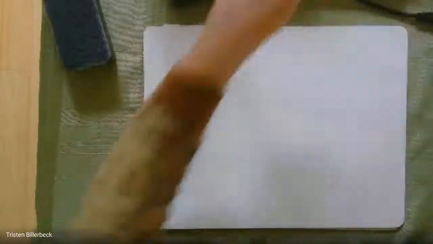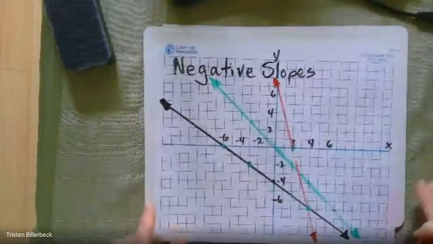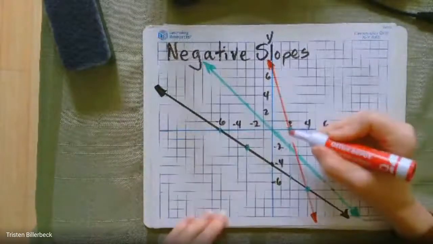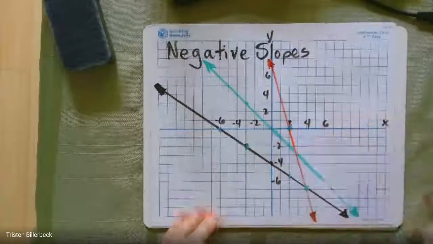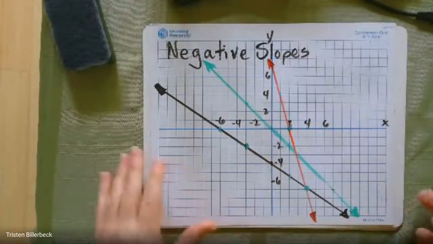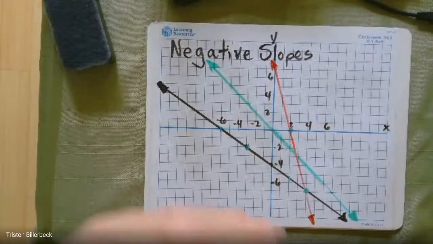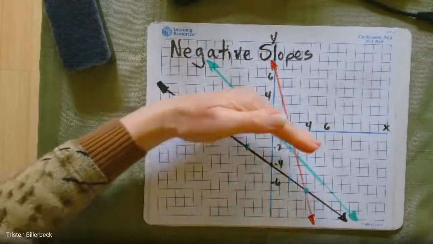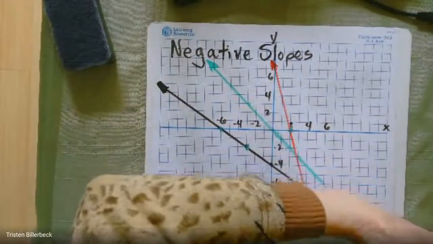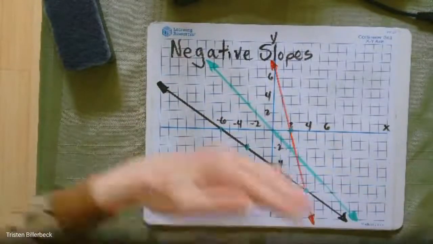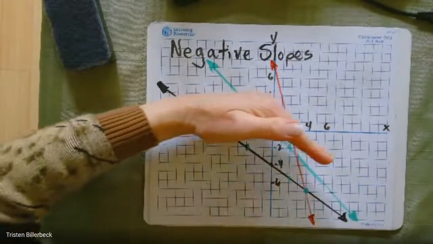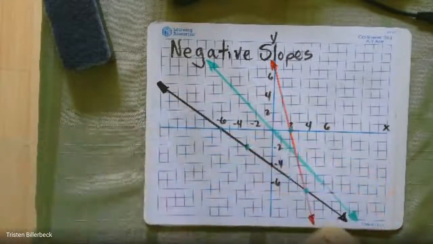Okay, so let's look at negative slopes. All right, so we have negative slopes. As we increase, it's going down. That's what we want the coronavirus cases to do, is have a negative slope going down.